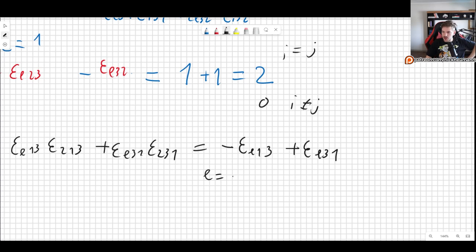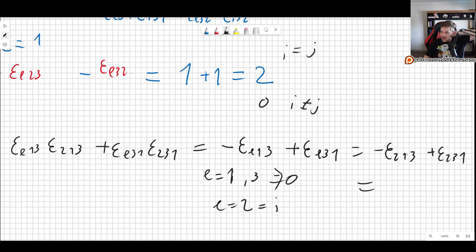If L is equal to 1, or if it is equal to 3, here we get 1, 1, 3, 3, 1, 3, 1, 3, 3, 1. This is 0. Okay? And if L is equal to 2, which means it is equal to I, then we get minus epsilon 2, 1, 3 plus epsilon 2, 3, 1. This one is an odd permutation, so we get minus minus 1, which is 1. And this one here is an even permutation, so we get minus minus 1, so again, 1. Where we get two minus signs, it's even in the end, that's why, and bam, 2.